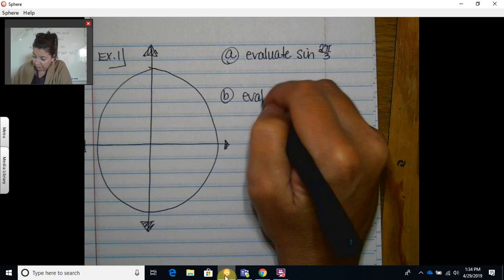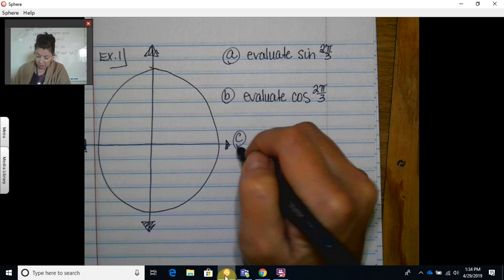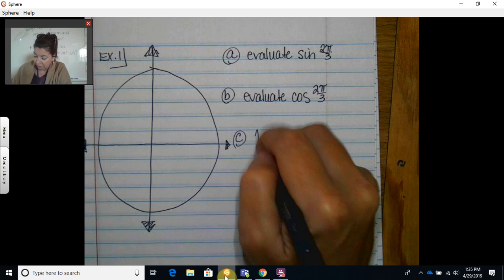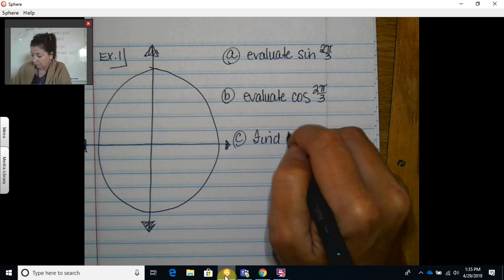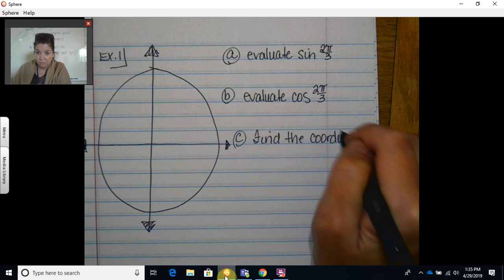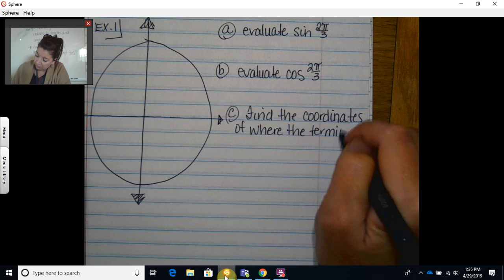Part B, we will evaluate the cosine of 2 pi over 3. And part C, we are going to find the coordinates of where the terminal side intersects the unit circle.